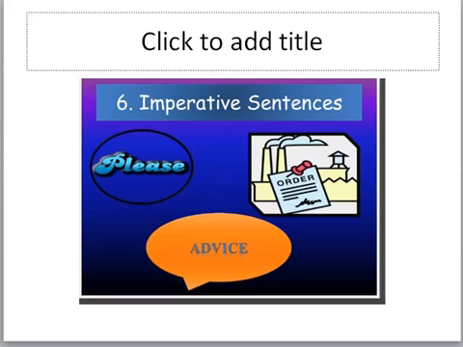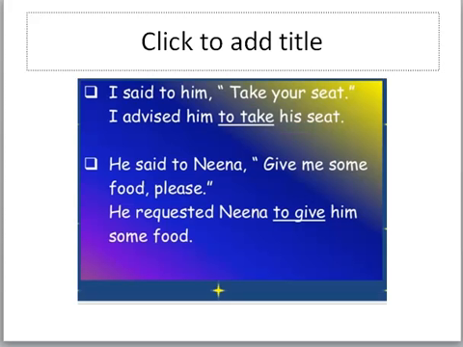So let's move on to imperative sentences. Imperative sentences are used to request, to order something, or to advise someone, right? Like, I said to him, take your seat. This is an imperative sentence, because take your seat can be a command, it can be a request, right? So I advised him to take his seat, right? And to would be used here as the connective, and again a statement would be used.